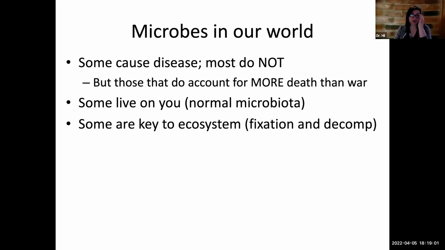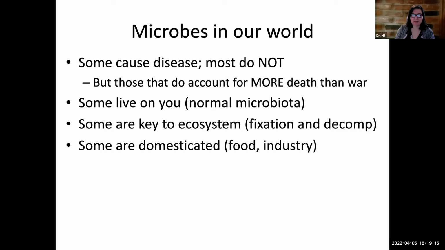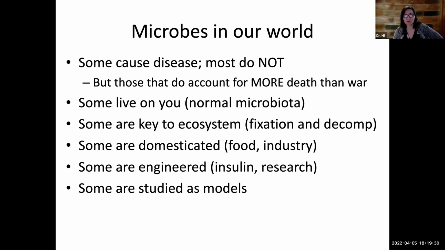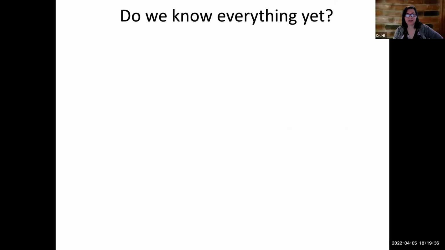Some are important to the ecosystem, doing things biochemically that other organisms are not able to do, such as decomposition of organic materials and also creation of organic materials through things like carbon and nitrogen fixation. Some of them have been manipulated to help us make food or make goods. And some of them have even been engineered, genetically changed in order to produce medicines and to help us with research. Some of them are very useful at being an example of a particular kind of process. And what do you think? Do we know everything yet about microbes?